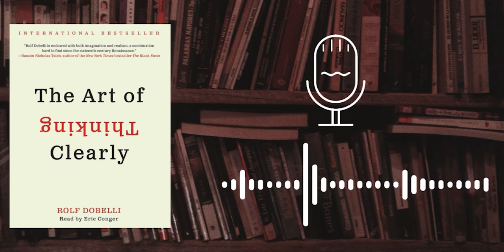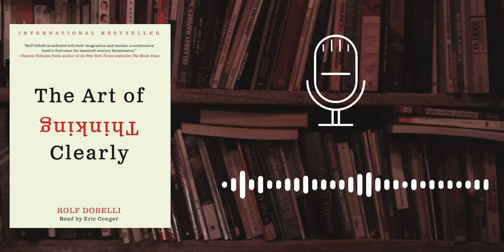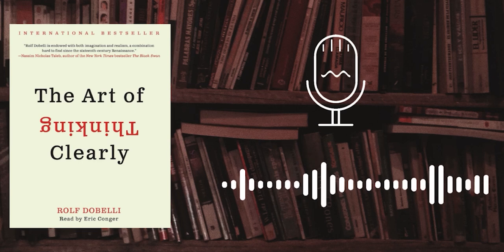Outcome bias. Outcome bias is the tendency to judge a decision based on its outcome rather than the quality of the decision at the time it was made.